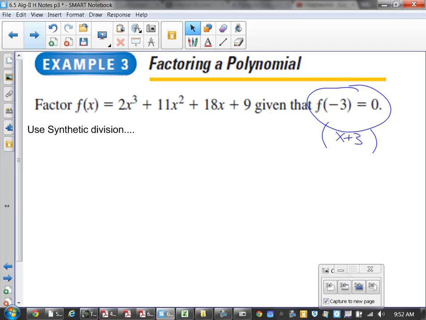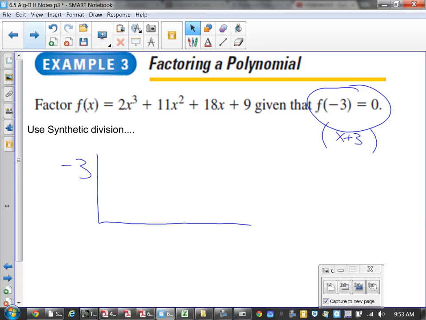What I'm trying to show you is working in the opposite direction. Eventually, we will build functions knowing the zeros. It's a very easy process, but if you understand what you're looking at, it makes it even easier. So if I know that -3 is my 0, I'm going to factor out the rest of the stuff. I put the -3 out front, just like we always do, because the 0 always goes on the outside.